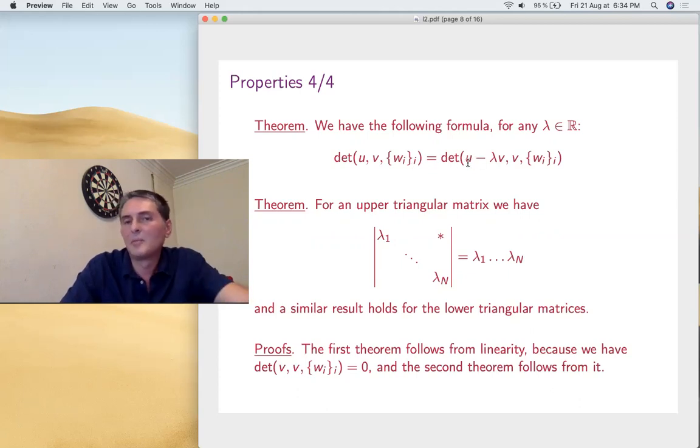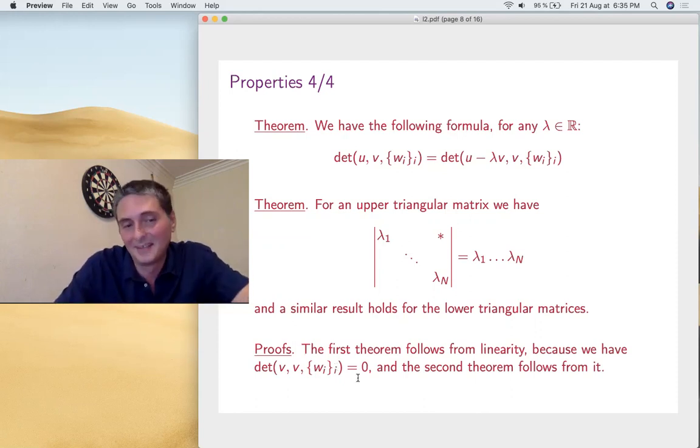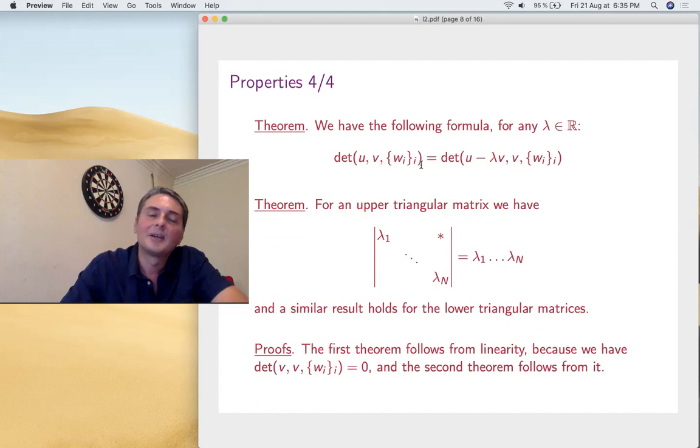Why is this true? Well, by linearity. This is u and the other guys, what we want to get. And then we have lambda v, v and the other guys. But lambda by linearity goes in front. And that v, v, other guys, well, it's zero because the parallelepiped degenerates. It's not a true parallelepiped. Two vectors coincide, so it's squashed there. The determinant is zero.